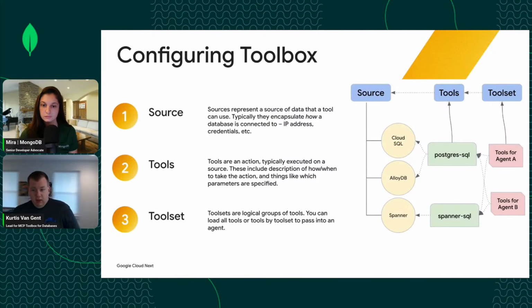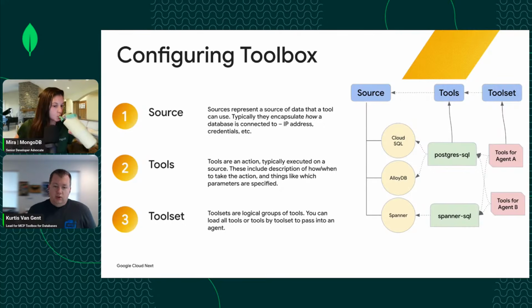We also provide the custom tools configuration. This is where you can tell us exactly what tools you want and build very specific things. We have a couple of different things. The first is source. A source represents a source of data that a tool can use. Technically, this usually represents a client or a connection pool. It encapsulates how you want to connect to the database. It's things like the IP address, what credentials you want to use, all of the things like that.